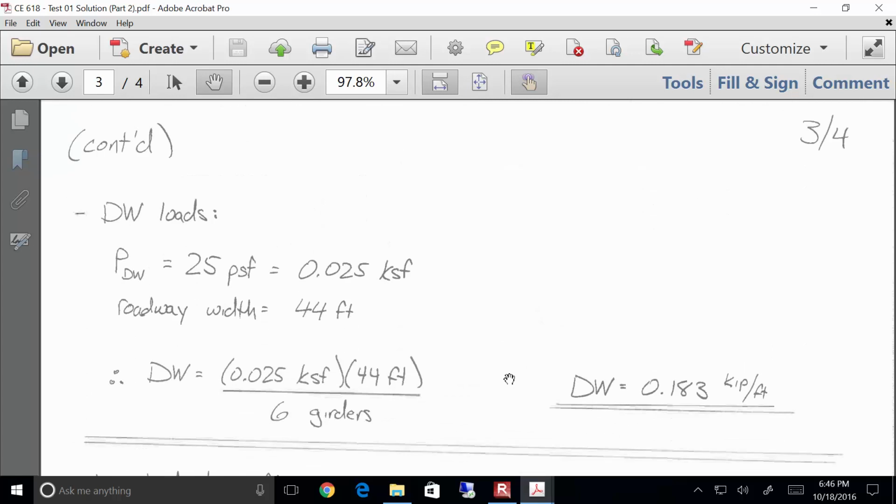All right, DW loads. DW is the wearing surface, applied over the total roadway width, which is 44 feet, okay? So 0.25 kips per square foot, which is the same thing as 25 pounds per square foot, over a width of 44 feet divided by 6 girders, and there you go, 0.183 kips per foot.